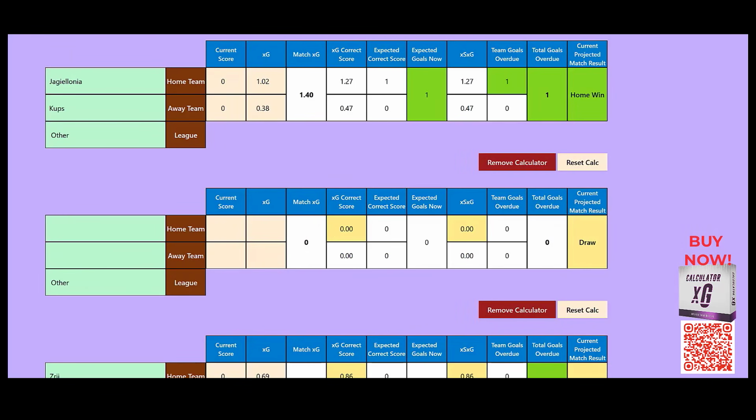So we're taking a look at this match from the Europa League, Jagiellonia against Coops. If we pronounce that correctly, probably not. Anyway, doesn't matter. All that matters is the numbers. It's 0-0 at half time. The XG, after plugging in the numbers, very much in favour of the home team. It's projecting a home win. It's saying that the total goals overdue is at least 1, and that's obviously in favour of that home team.